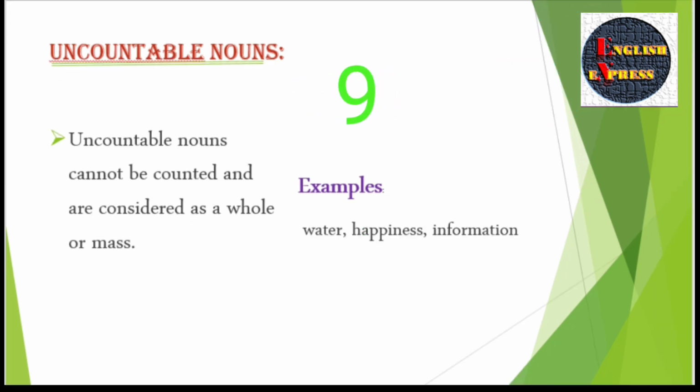Next one is uncountable nouns. Uncountable nouns cannot be counted and are considered as a whole or mass. Example, water, happiness, information. Yes, happiness we can't count, but we can understand how much happiness we have.